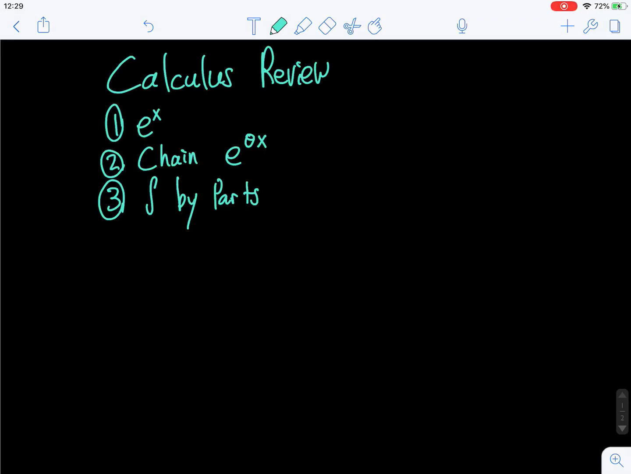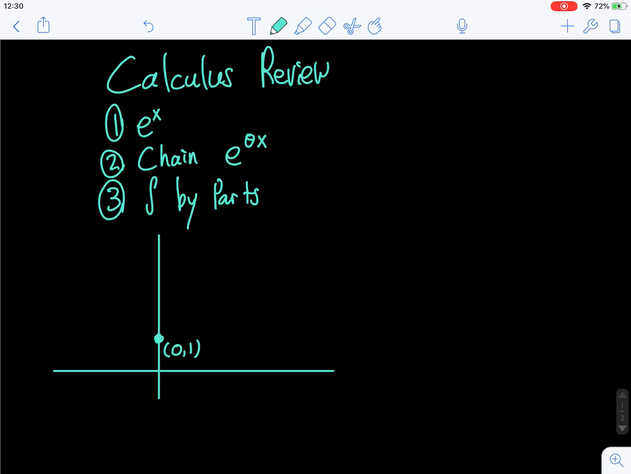Okay, so we're going to start with calculus review. First, we have our function e to the x. E to the x kind of looks like this. It's an exponential function, and so if we plug in 0, e is a number, so e to the 0th power gets 1. So we have our graph crossing (0, 1).